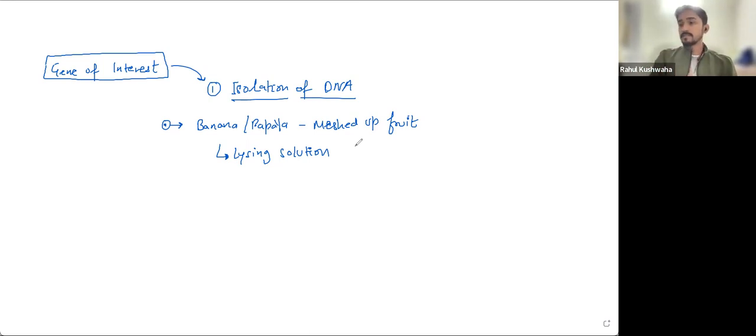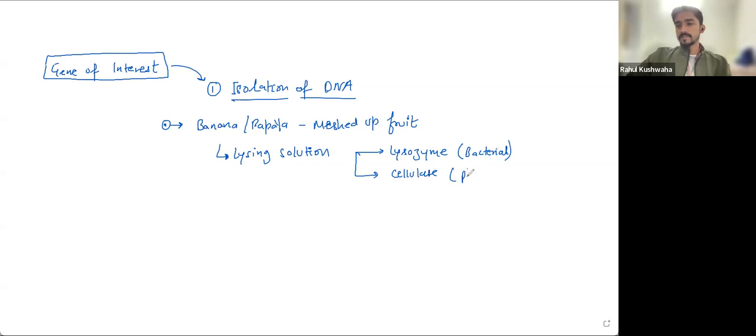So you use different specific enzymes, like lysozyme if you are working with bacteria. You would also like to remember this, so keep writing. Lysozyme is an enzyme that lyses the bacterial cells. When we want to take out any bacterial gene, we use lysozyme. You use cellulase if you're working with plant cells, because the cell wall is made up of cellulose in plants. If you break the cellulose, the cell will open. And if you are working with yeast or fungi, then you have to use chitinase.